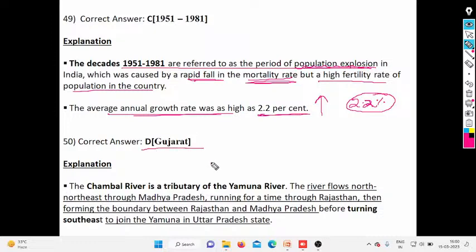Gujarat. The Chambal River is a tributary of the Yamuna River. The river flows northeast through Madhya Pradesh, running for a time through Rajasthan, then forming a boundary between Rajasthan and Madhya Pradesh, before turning southeast to join the Yamuna in Uttar Pradesh.